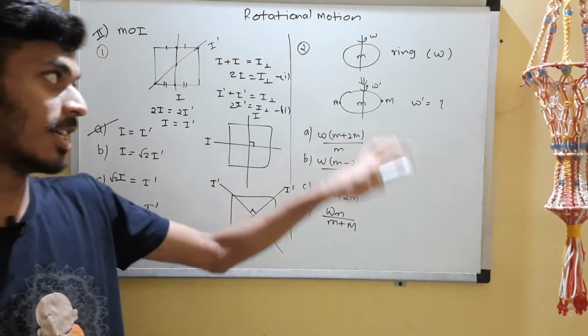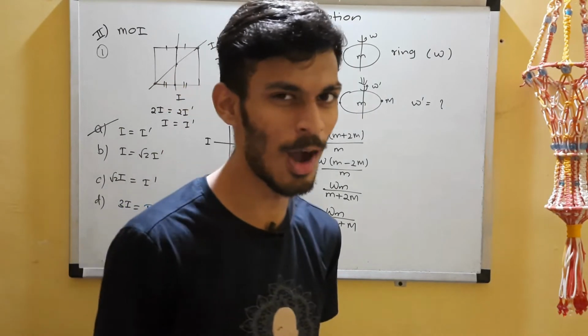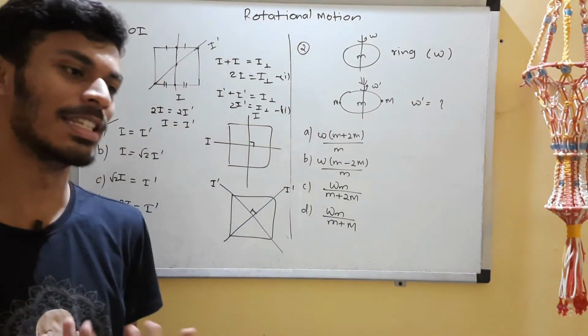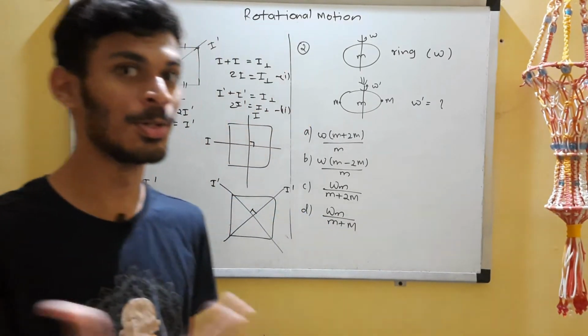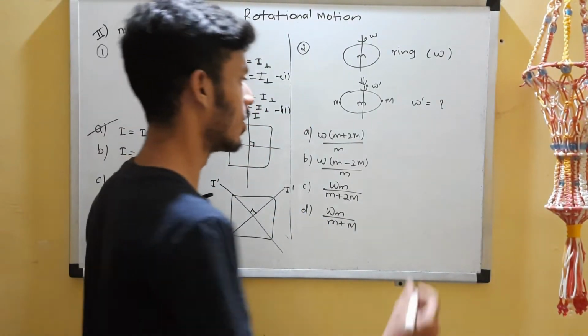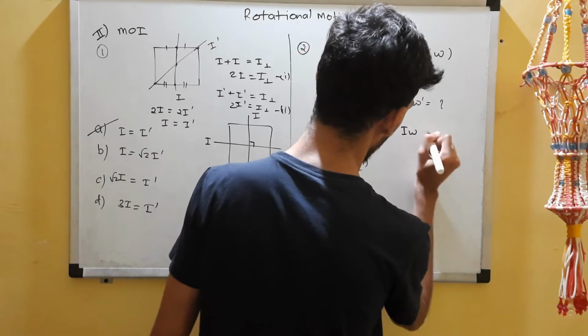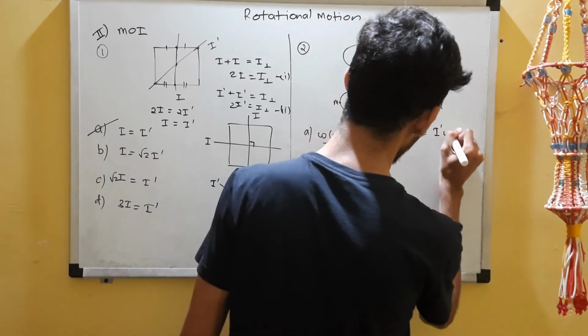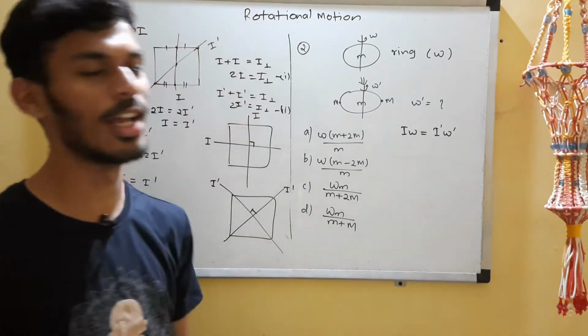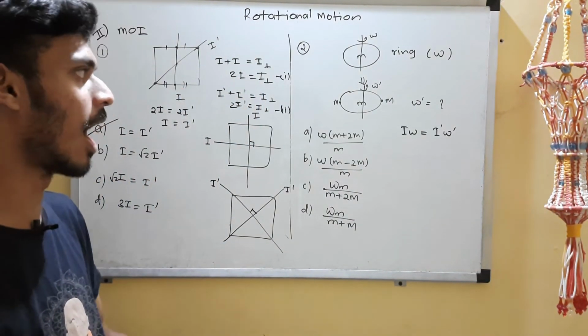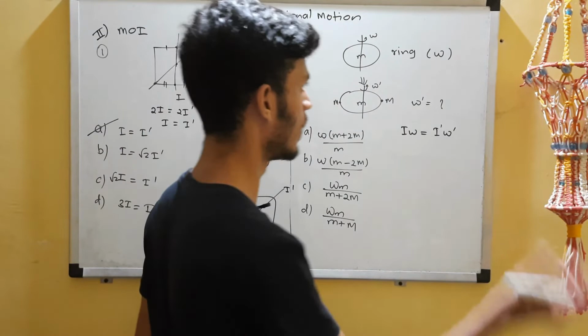You'll attach them gently, and what do I mean by gently? Gently just means that there is no external torque applied. So you can in fact use conservation of angular momentum. So why is this a question of moment of inertia? Because most of the time we are going to find this I dash. Although we are using conservation of angular momentum, our main motto over here is to find I dash.